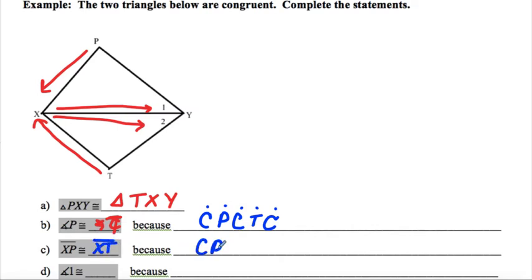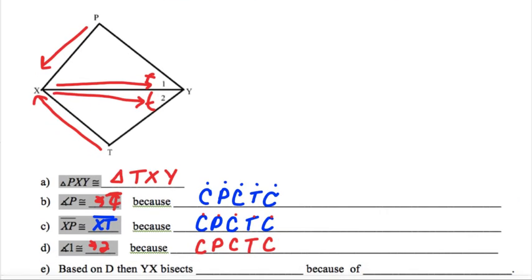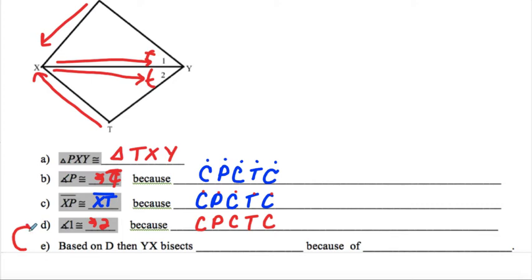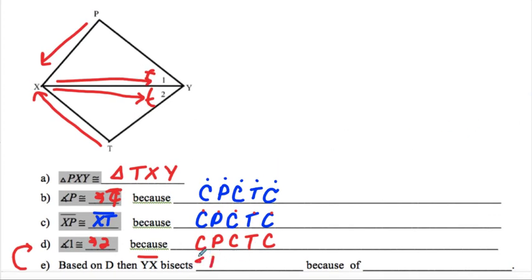Why? Because of CPCTC. Corresponding parts of congruent triangles are congruent. Angle 1 is congruent to angle 2. Why? Because of CPCTC. Corresponding parts of congruent triangles are congruent. So now we can actually do a little bit more. Based on this, does YX bisect angle PYT? Yes, because of the definition of an angle bisector.